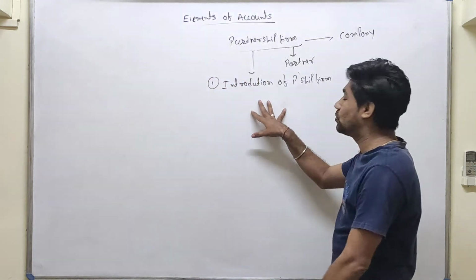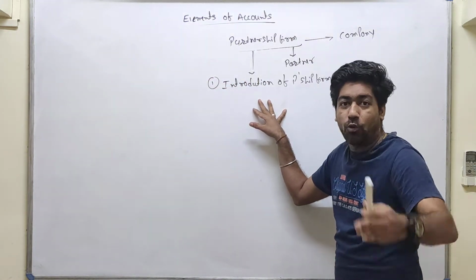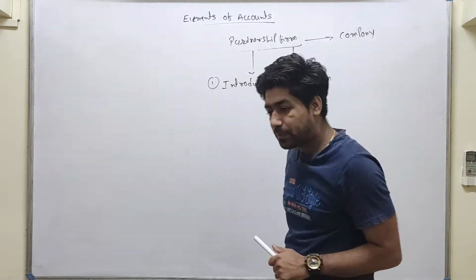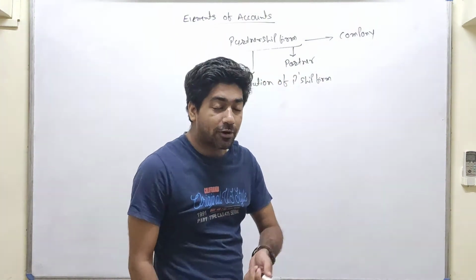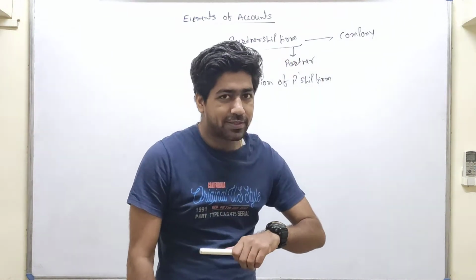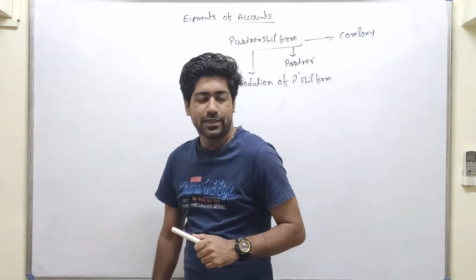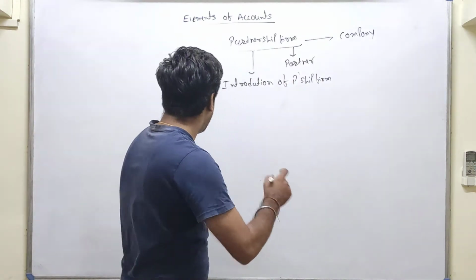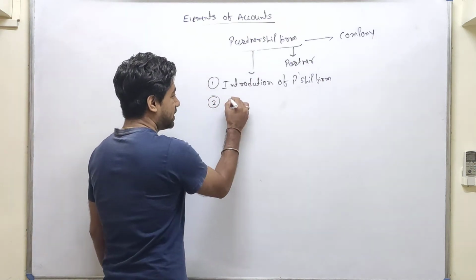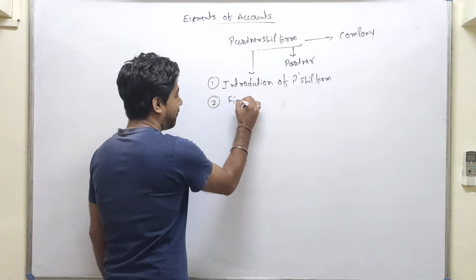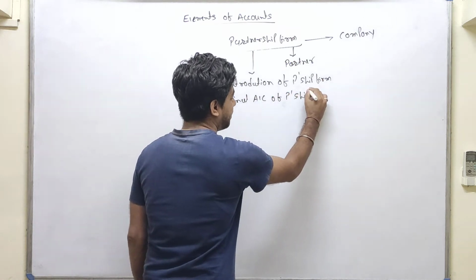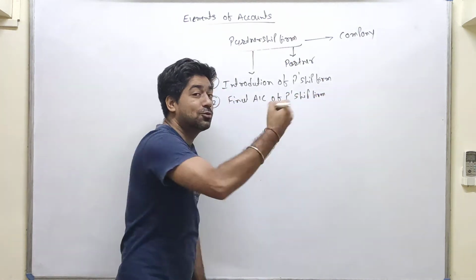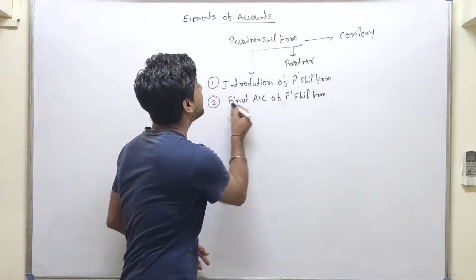So this chapter is totally related to how we can start a partnership firm. Then in accounts, your most important and favorite chapter, which you already know, is the final account. So the second chapter is related to the final accounts of a partnership firm: how we have to write the accounts.